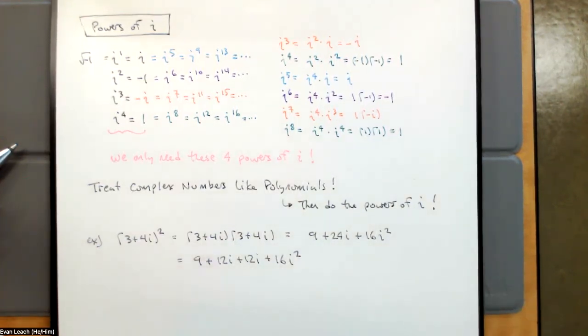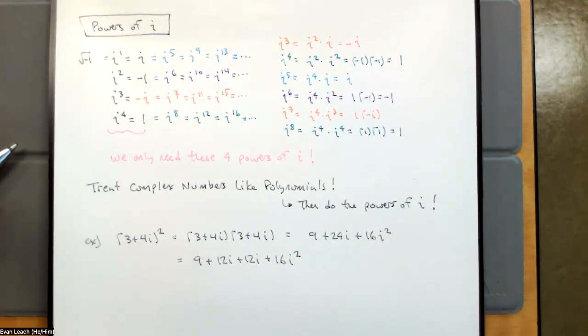So start off, treat it like a polynomial, either by FOILing or just remembering how to square a binomial. Treat it like a polynomial, and then do this business with the powers of i. Replace your i squared with -1. And that was all in purple.